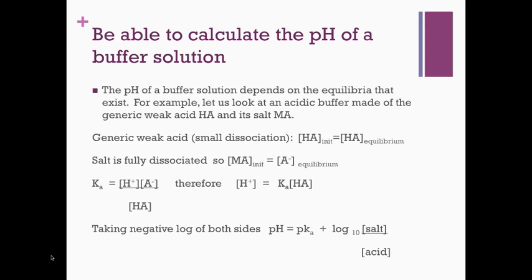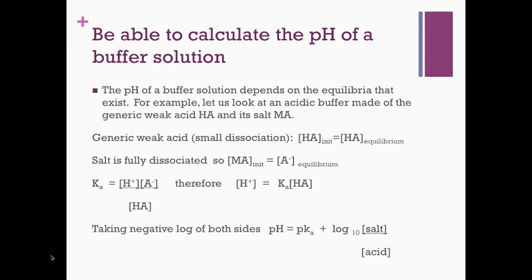We know that a weak acid dissociates, but the initial concentration of the acid is about what it is at equilibrium. However, the buffer, the salt, is fully dissociated. So that would be equal to the concentration of A minus.